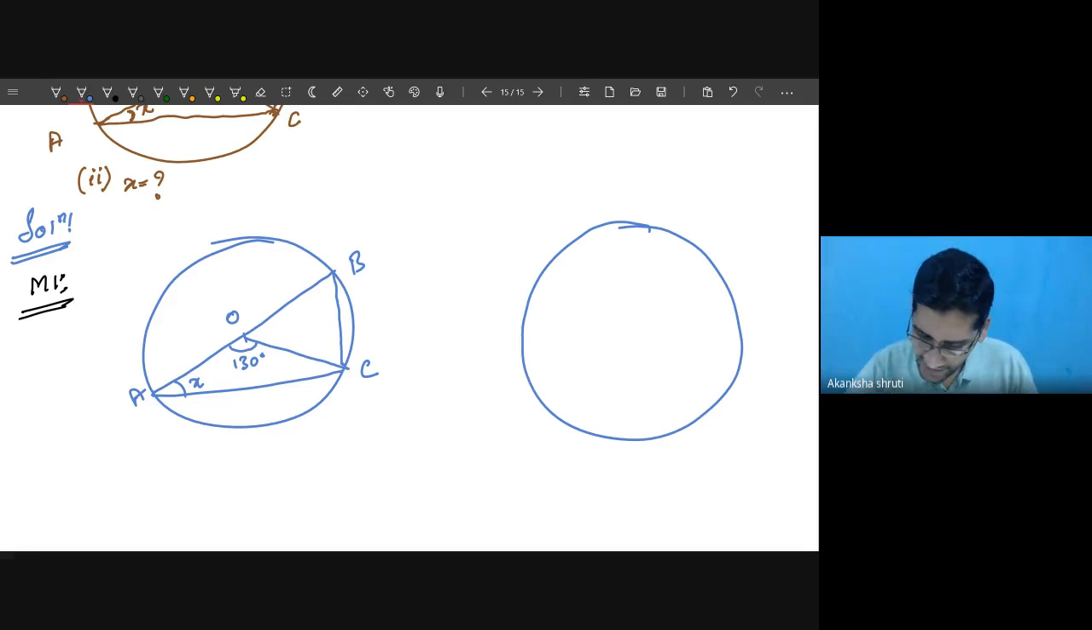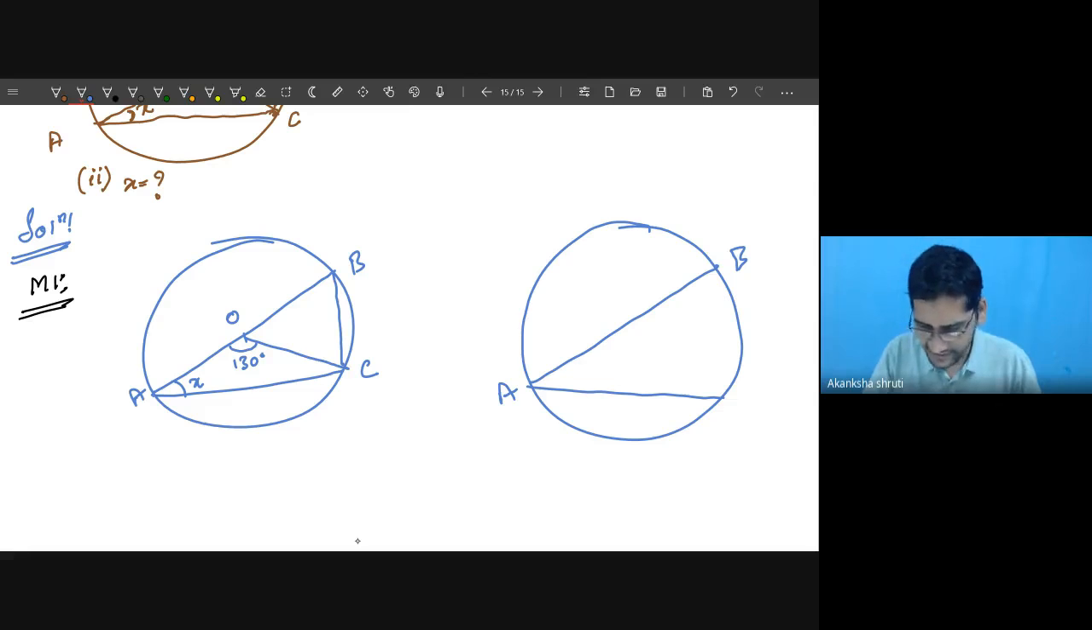If we consider the arc B and C, means AB is this, AC is this, and center is this one. So considering the arc BC, or the chord BC, we have two kinds of angle. One is at the center O, this angle, another this angle.